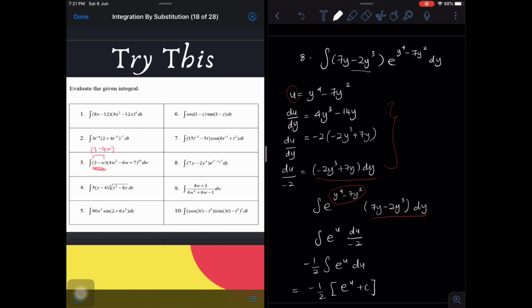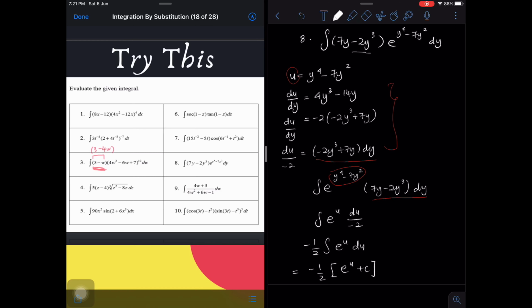Okay, so now you can substitute back your u. Therefore, your final solution will be negative 1 over 2 e to the power of y to the power of 4 minus 7y to the power of 2, plus c. So this one is your solution.